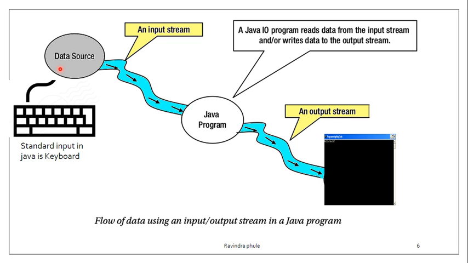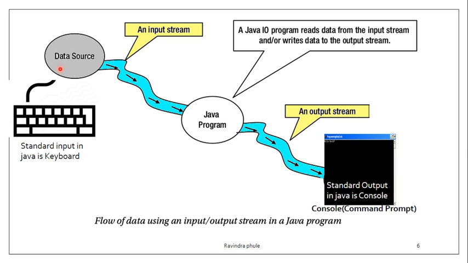So in a Java program, standard input is your keyboard, and similarly the standard output in Java is the console, which is nothing but the command prompt. If somebody asks you what is the standard input in Java programming, your answer should be keyboard, and what is the standard output in a Java program, your answer should be console.